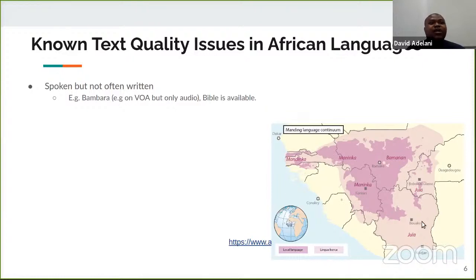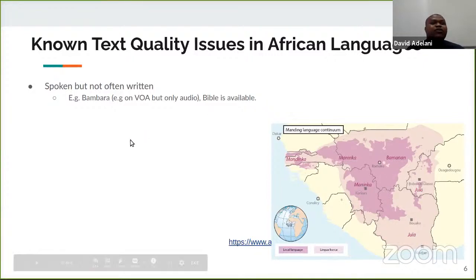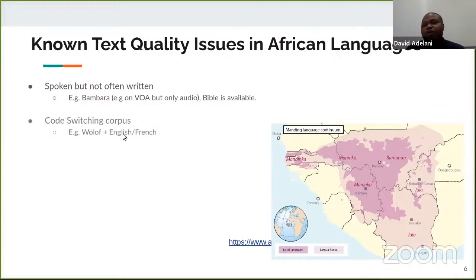So most of the speakers actually speak French and they are taught French in school, but they are not taught to actually write their language. And this is a big challenge for NLP research. And this Bambara is what is used for trade. But we don't really have enough data for NLP.